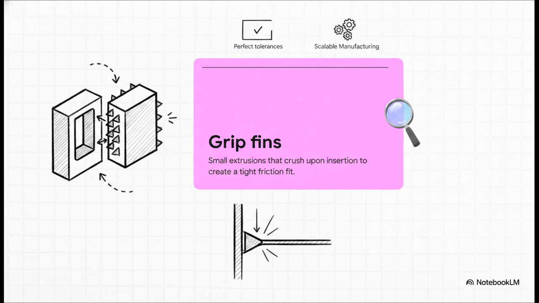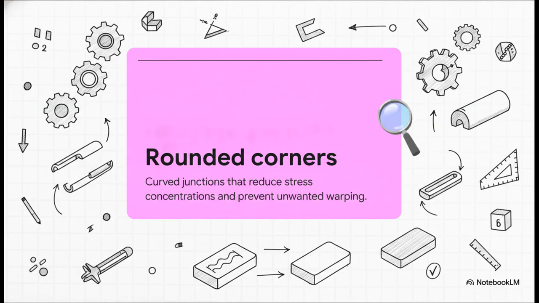Now, when you need a genuinely tight friction fit, grip fins are your best friend. These are small, really targeted extrusions along the edge of your model. When you insert the part, these tiny fins are actually designed to slightly crush. It's an absolutely brilliant way to force a perfect fit because you're letting the plastic itself dynamically adapt to the physical gap. And rounding out our toolkit, pun absolutely intended there, we have rounded corners, or fillets.